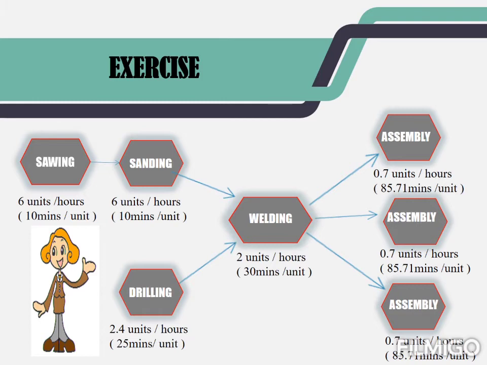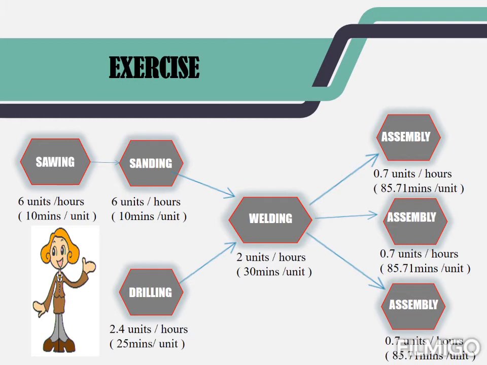Okay, before we move on to the questions, after we observe the diagram, the first thing we should do is convert these units per hour into minutes per unit. How should we convert? We know that 1 hour is equivalent to 60 minutes. So 60 minutes divided by 6 units is equivalent to 10 minutes.